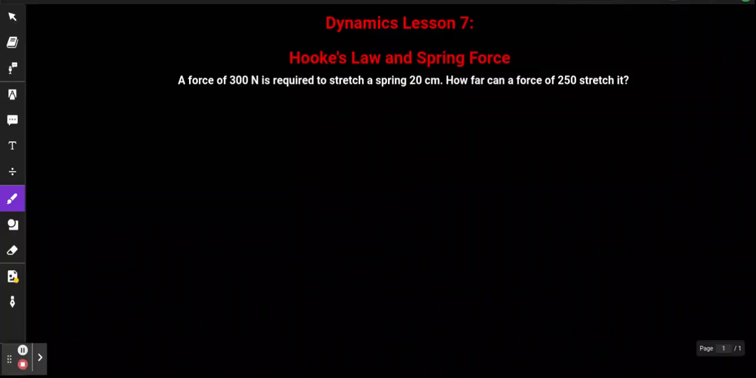Our next problem says, a force of 300 newtons is required to stretch a spring 20 centimeters. How far can a force of 250 newtons stretch it? Okay, so let's call the force of 300 newtons force 1, and the force of 250 newtons force 2.